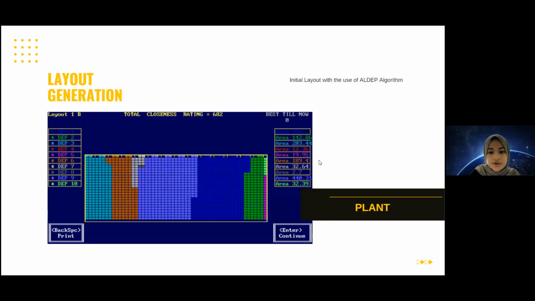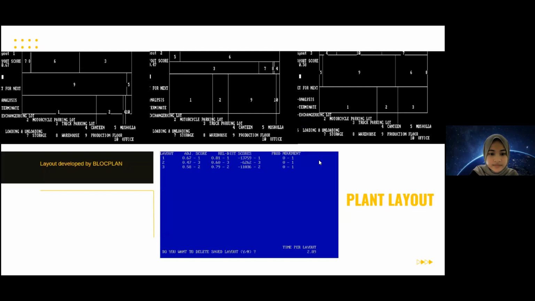Okay, thank you. Next is about the plant layout generation. As illustrated in the figure, the ALDEP algorithm is used to design the plant's initial layout with 10 departments, and the TCR, or total closeness rating, is 682. After that, this is the plant layout using the Block Plan.